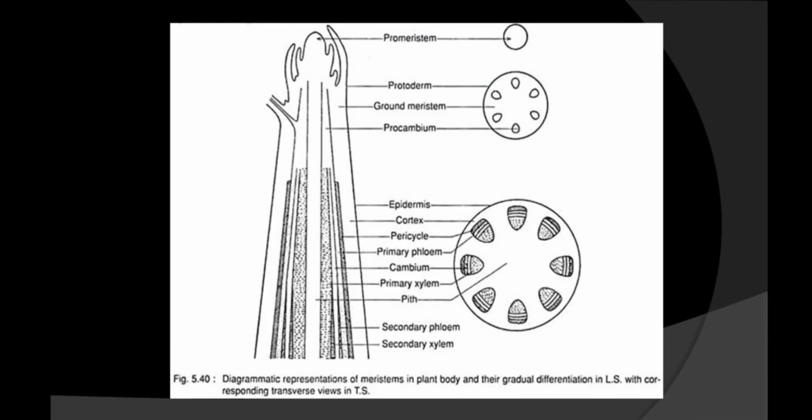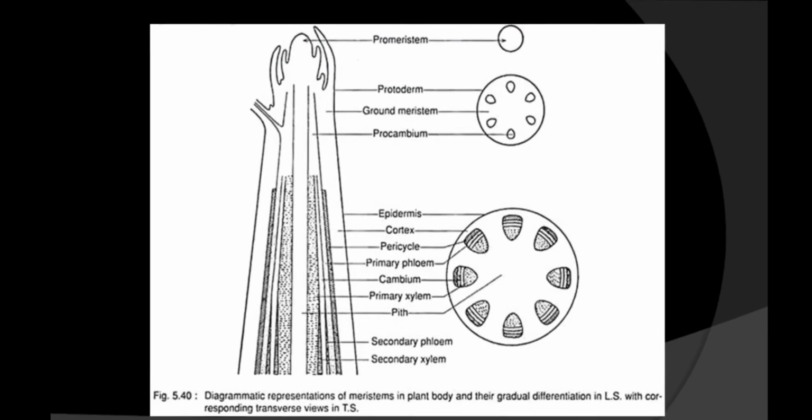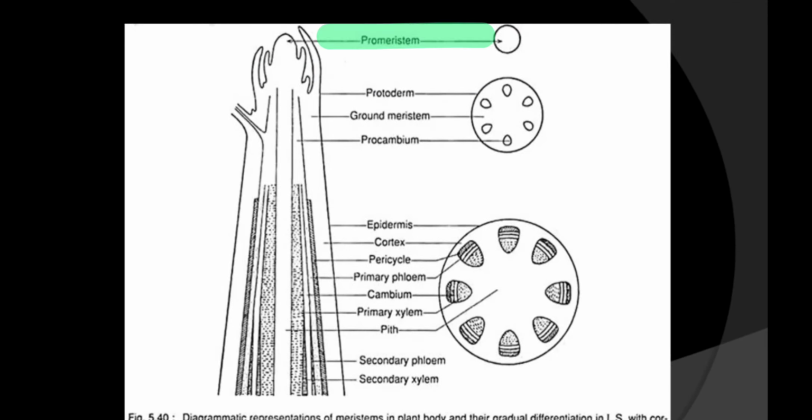Now see this diagram. As I told you, the promeristem, which is present in the tip, is the embryonic meristem, and on the basis of function there are protoderm, ground meristem and procambium. You will see as the plant matures, the protoderm will make the epidermis, the ground meristem will make the cortex region, and the procambium will make the xylem and the phloem. Secondary xylem and secondary phloem will form later in life. They are the secondary growth.